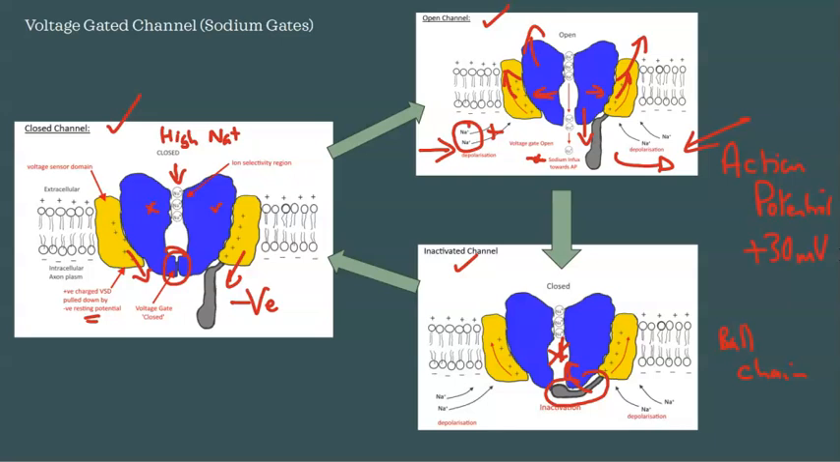The nerve cell now goes into a complex process of recovery, which includes the action of the potassium channel, or the potassium gate rather, and that's the subject of our next video.